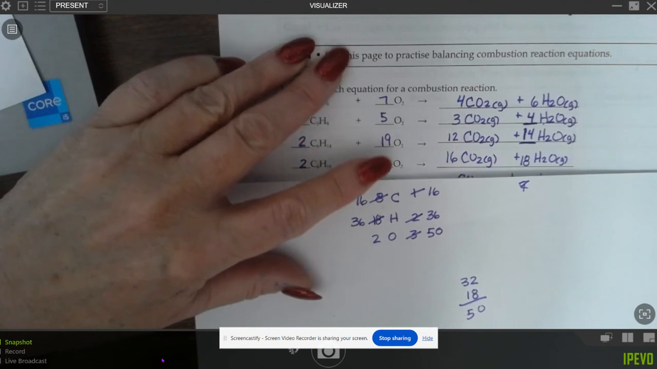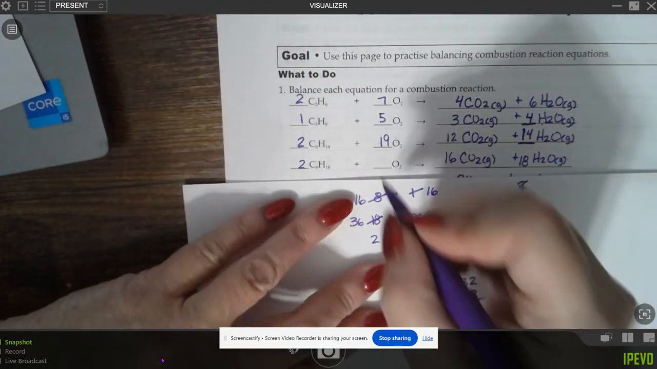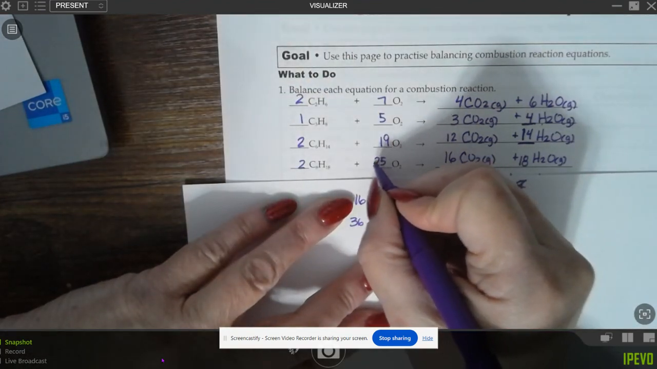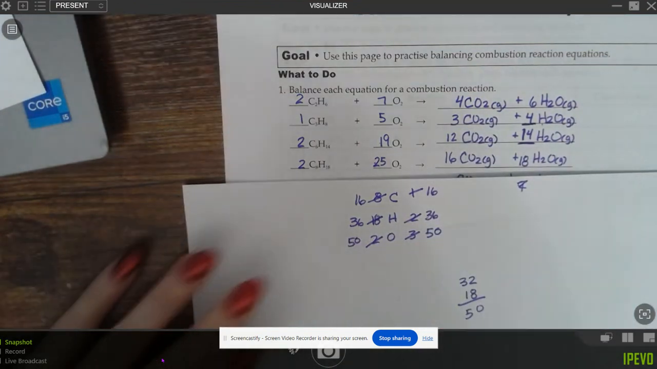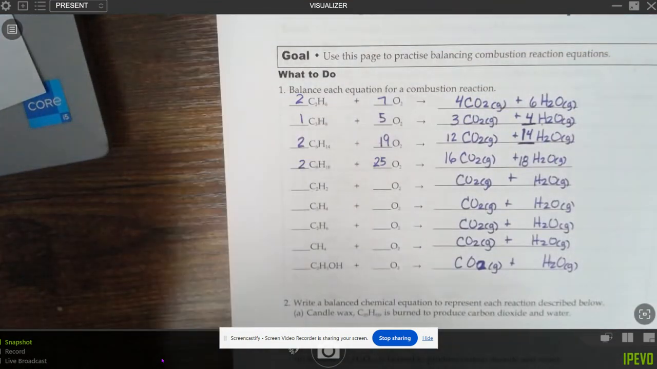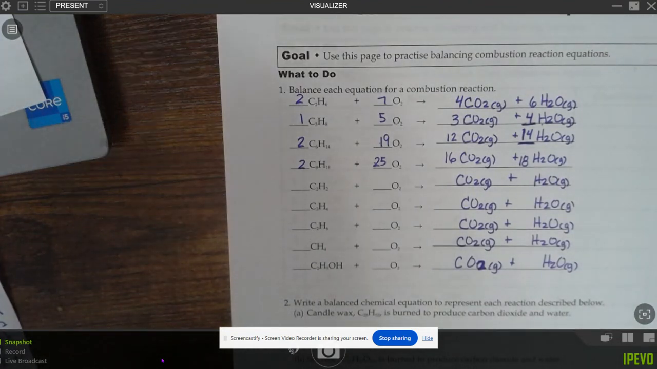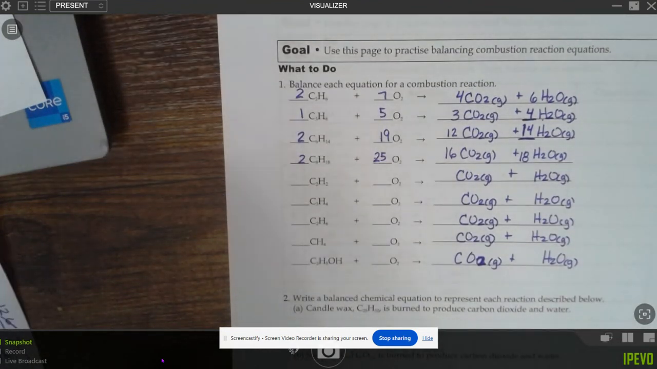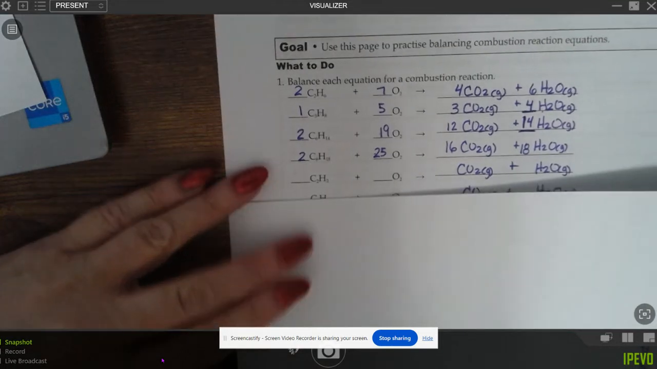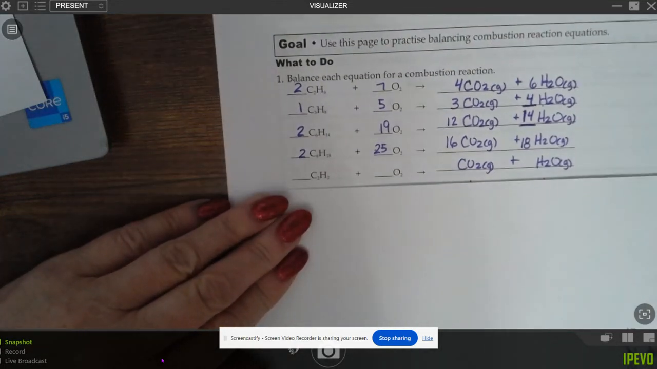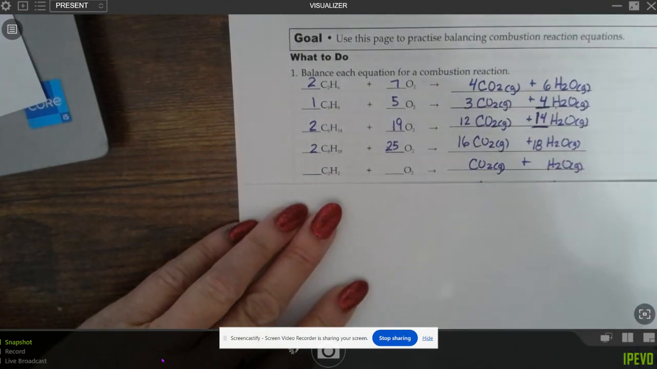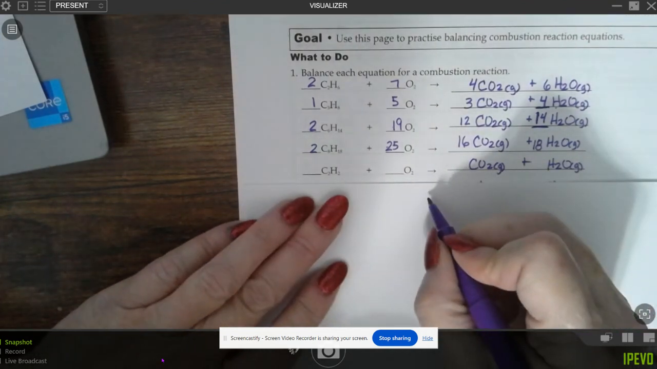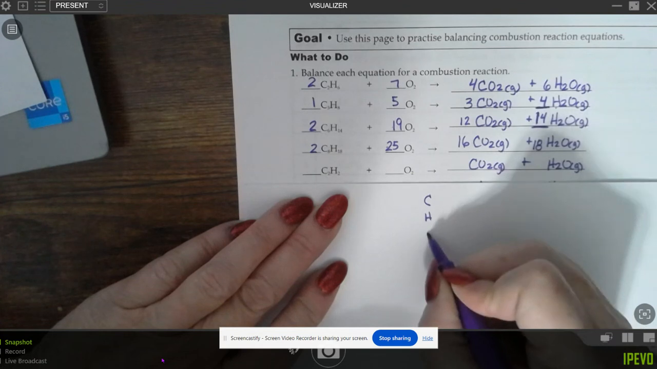So what is half of 50? 50 divided by 2 is 25. So 25 times 2 is 50 oxygen. Okay. So I really think as you balance these and as you practice, you will get better at it and you'll get faster at it. That's why I gave you so many of these. Okay. Here we go. Carbon, hydrogen, oxygen.